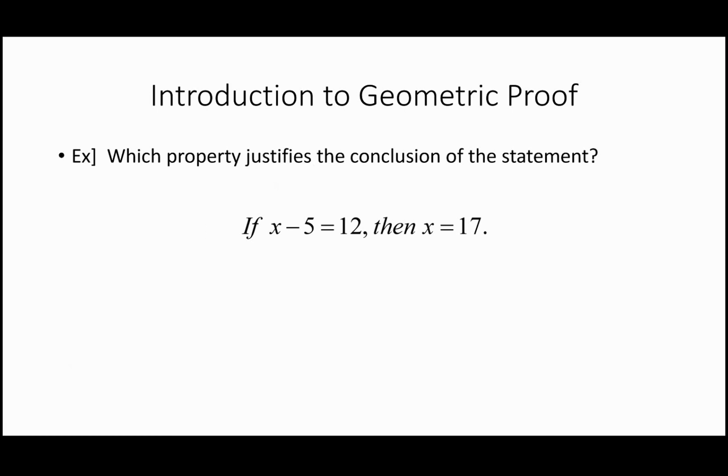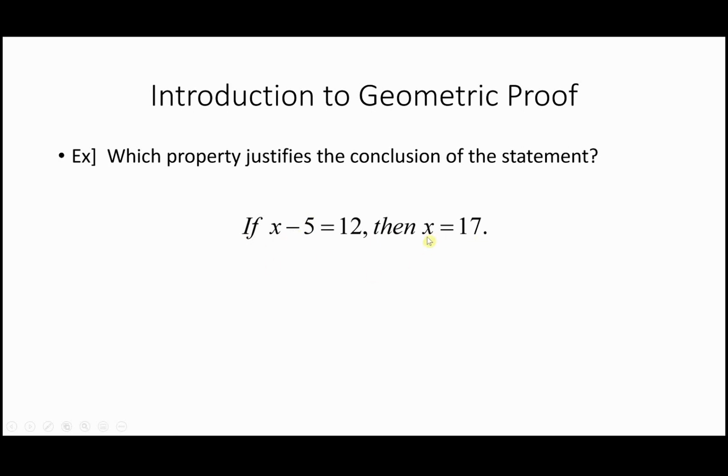And the first ones, I think they're kind of straightforward, but at the same time, the wording might be a little bit challenging. So I want to make sure we go through at least a couple of examples together in this lecture video, in which we are asked to determine which property justifies the conclusion of the statement, the conclusion being the consequent, right? The x equals 17. So we are presented first with the antecedent. If x minus 5 equals 12, then it must be true that x equals 17.